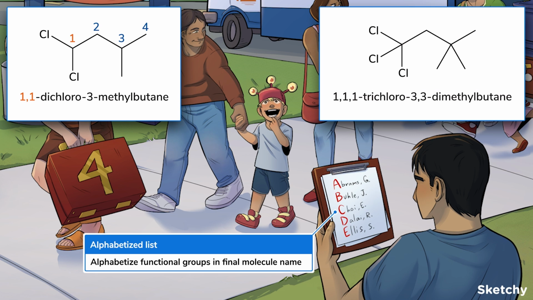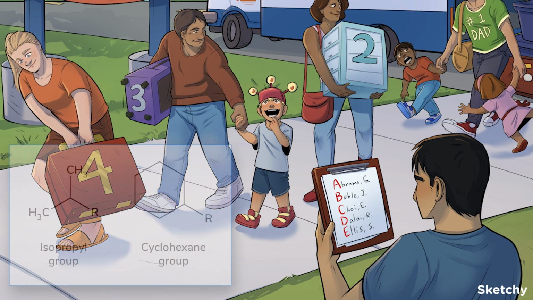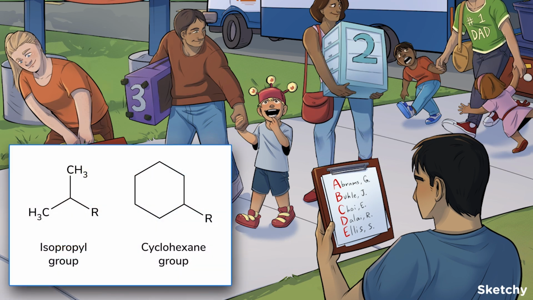For instance, because chloro comes before methyl alphabetically, trichloro would still come before dimethyl, for a molecule that includes 2 methyl and 3 chloro groups. The only common prefixes that do get alphabetized are iso and cyclo, as in isopropyl and cyclohexane groups. If it's not one of these two, then ignore the prefix when you're ordering groups in this last step.